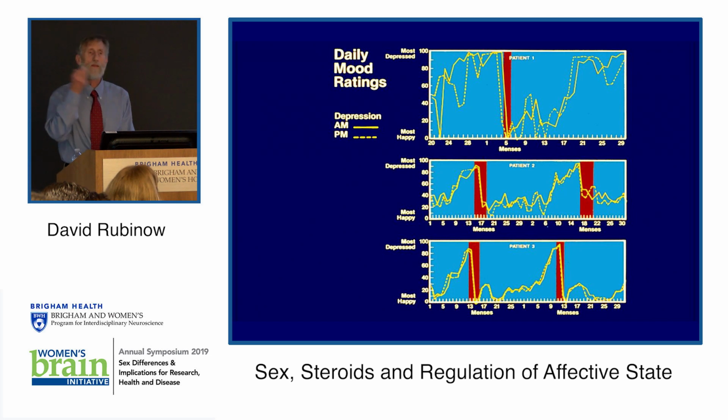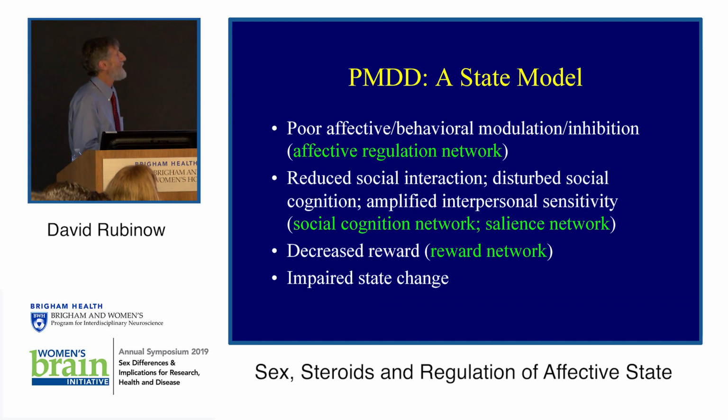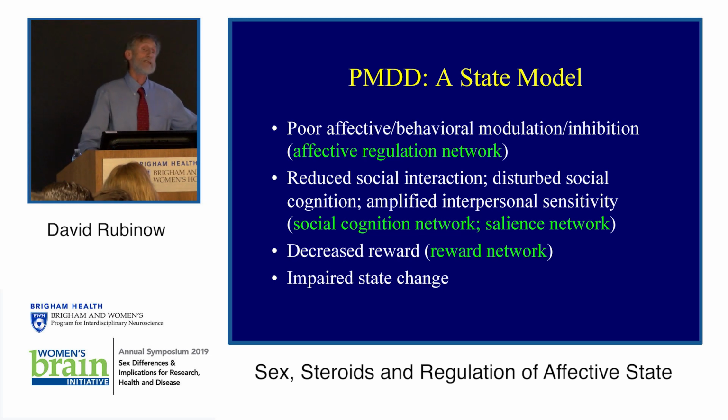So maybe we can recast the symptoms of this disorder instead of thinking about, they're staying at home and disturbed, social, reinterpreting things in ways that seem to be particularly dysphoric. Social cognition abnormalities, salience network, affective regulation, a reward network. So we could ask then whether these networks are regulated by reproductive steroids. And here are just several examples.